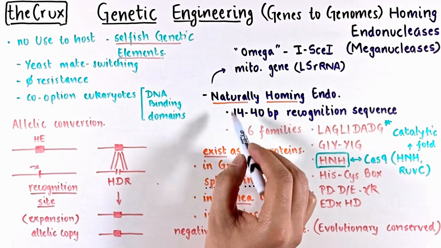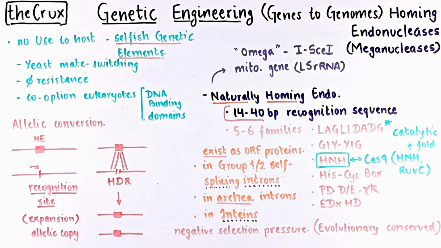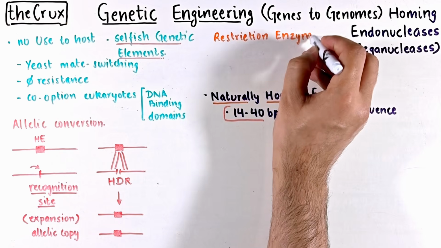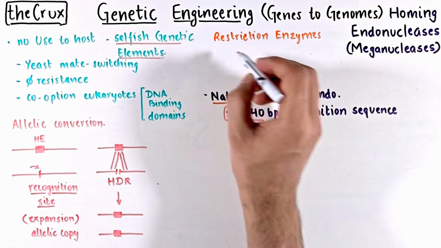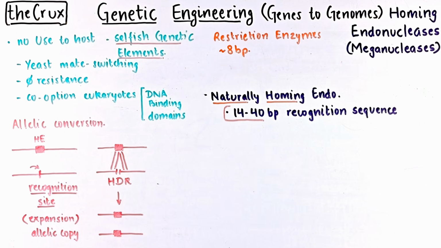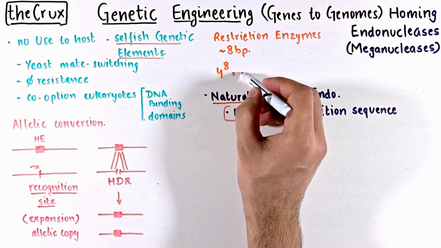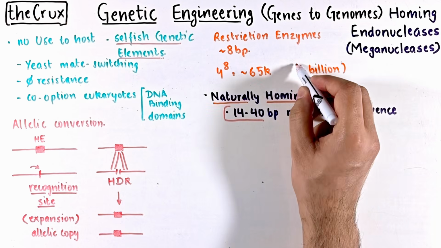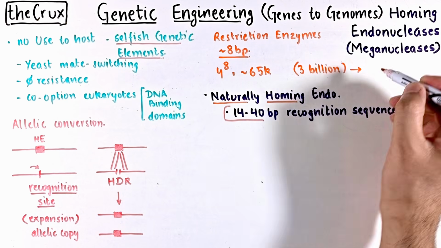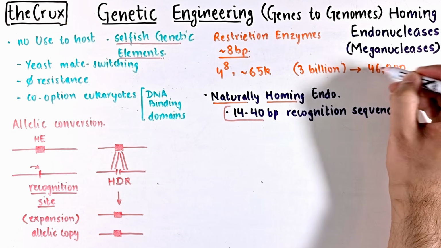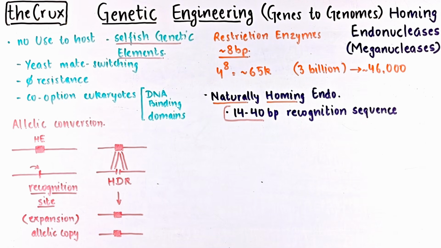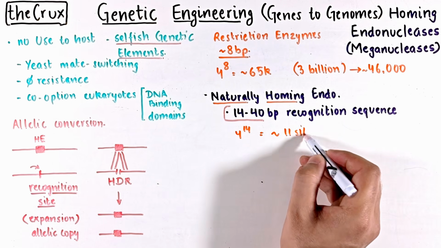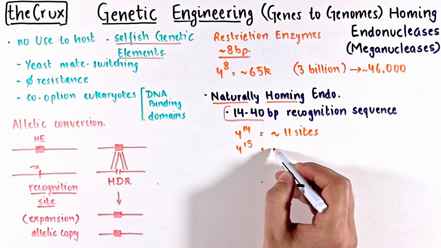These 14 to 40 base pair long sequences are quite special, so let's discuss them a bit. I think it's more intuitive if we start with something simple, like restriction enzymes. For an 8 base pair cutting enzyme, you expect that a random DNA will contain an 8 base pair site once every 65,000 bases. We have 3 billion haploid bases in our genome, which means we have roughly 46,000 sites for an 8-base cutting enzyme. But now, if you think about a 14-base endonuclease site, you expect to find only 11 sites in the human genome.